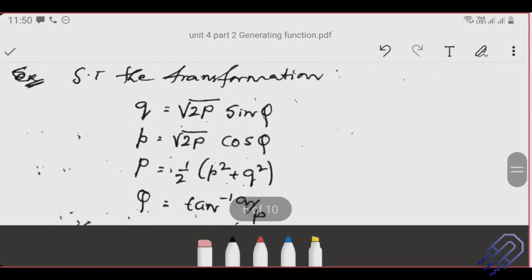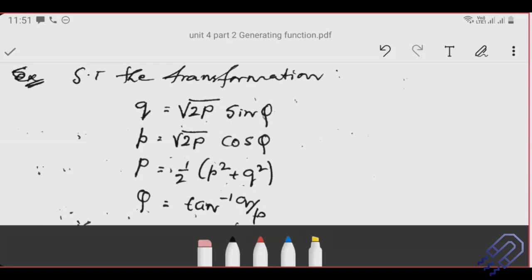Question is, show that the transformation... So please write it down, or you can take a screenshot and then start doing it in your copy. Small q is given, small p is given, capital P is given, capital Q is given. So more or less, you've been given all parameters, but then you have to do p dq minus P dQ, and then find out the term.